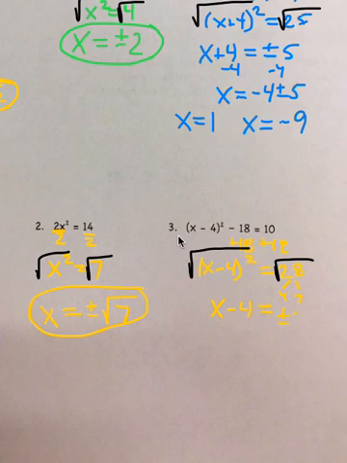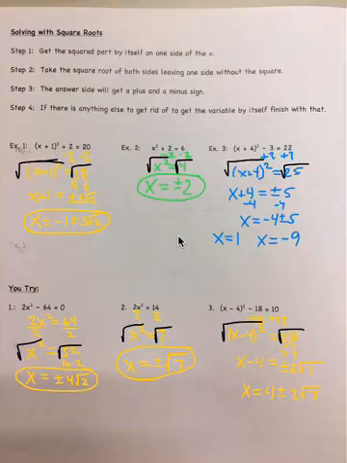Square root of 4 is 2. Square root of 7 I can't do anything with. And so then my last step, I'm going to add 4 to both sides. So 4 plus or minus 2 square roots of 7. And so there you go. That's using solving with square roots.